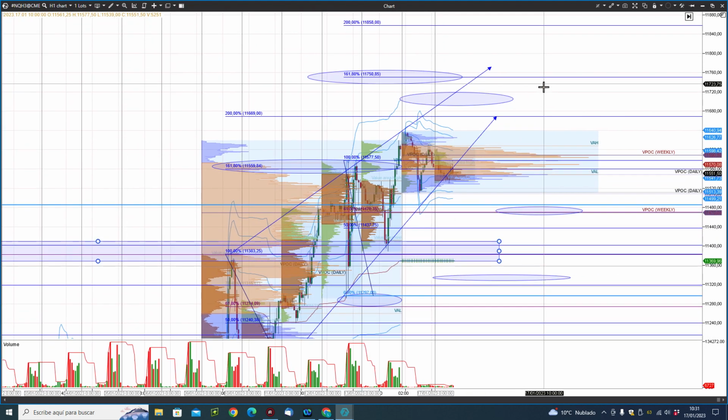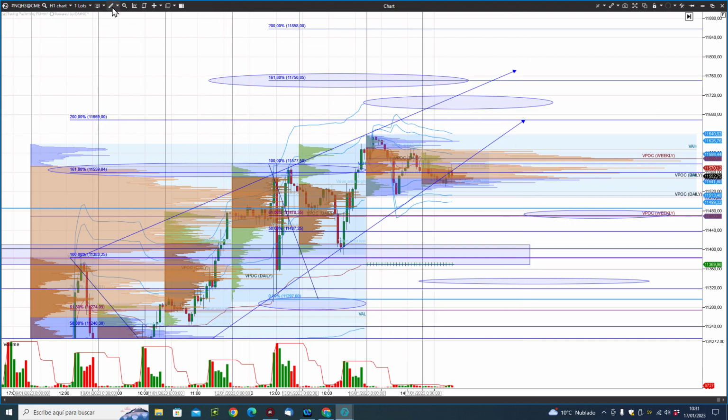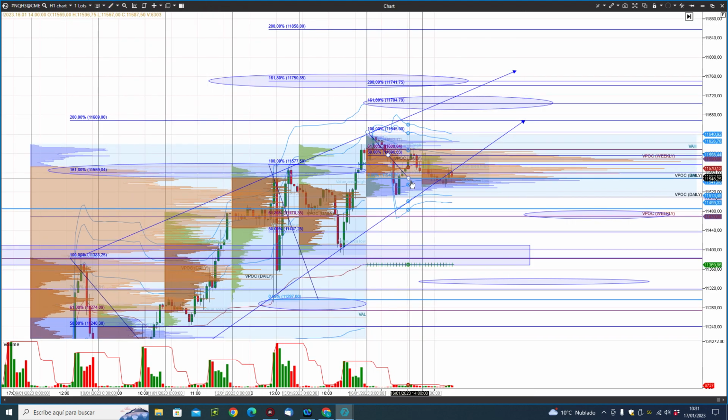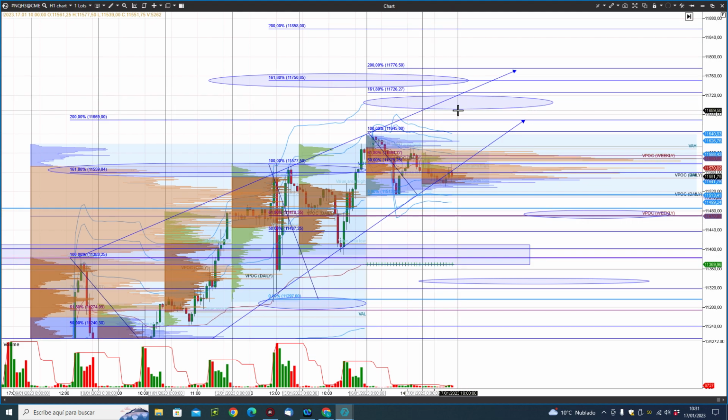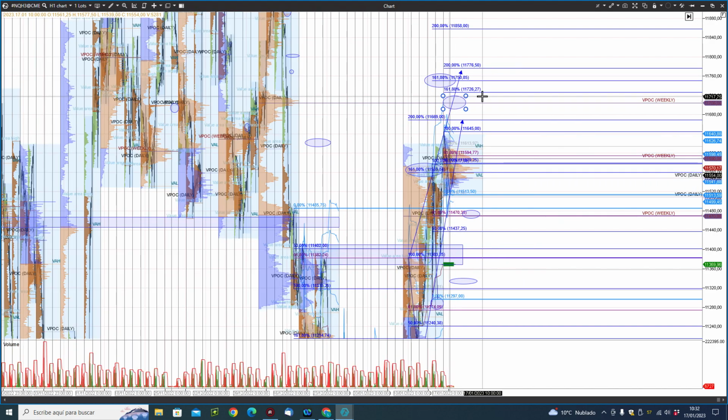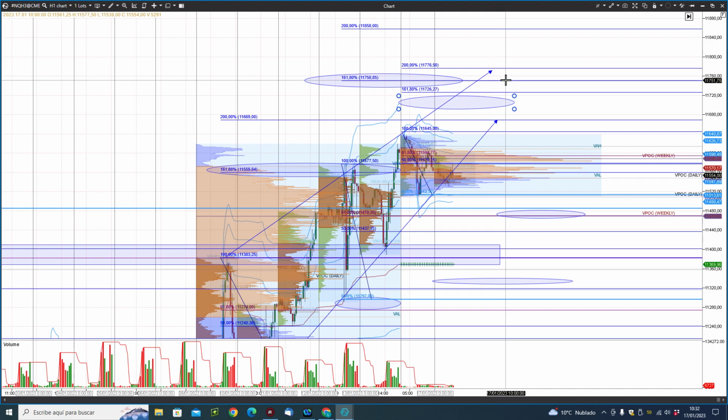And let's see what the upper targets are. First place, this zone at 726. Before it, we had a naked weekly VPOC at 11,703, and third place would be at 11,750.